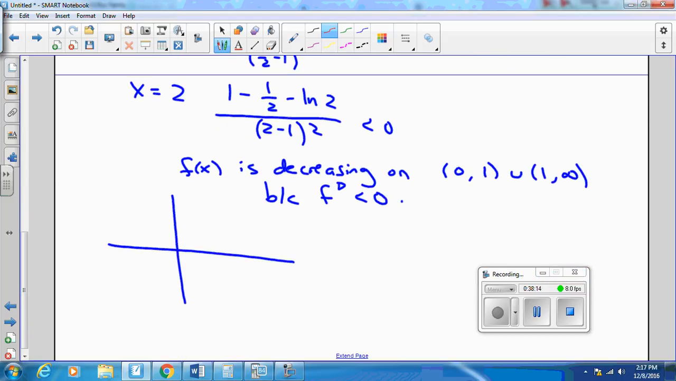So I need a function that is going to be decreasing, that has a hole in the graph at the point 1, 1, and decreasing on both sides. And so my graph is going to look something like this. Whether it has an asymptote or not is going to be hard for me to determine without some additional tools.